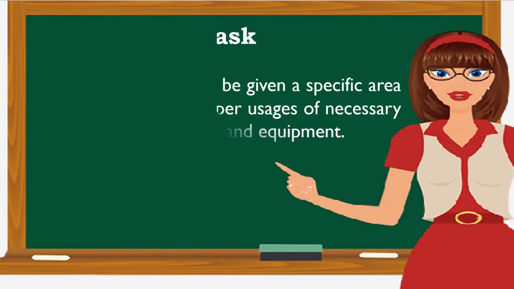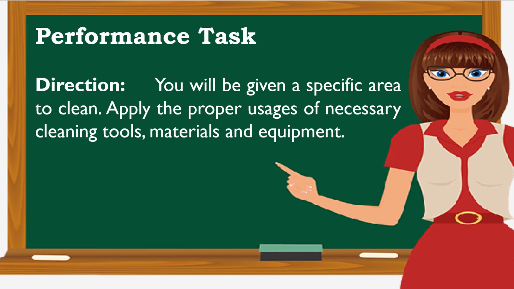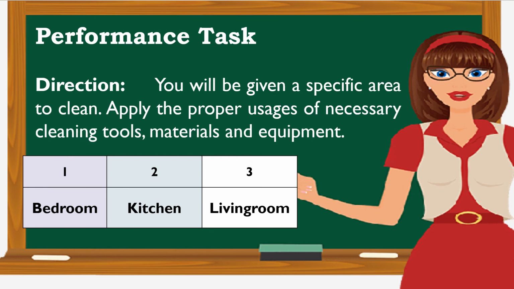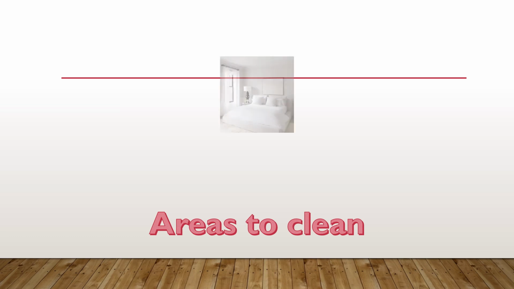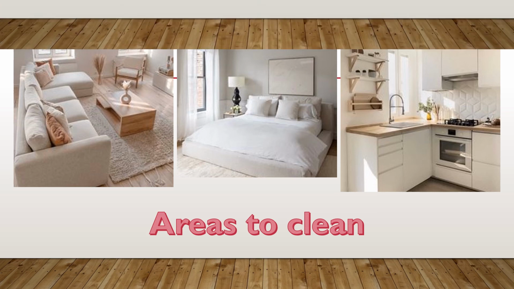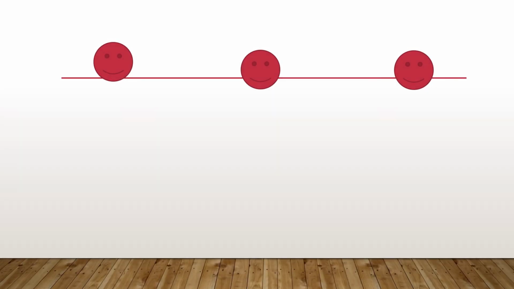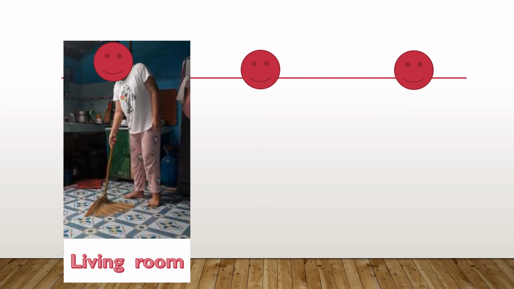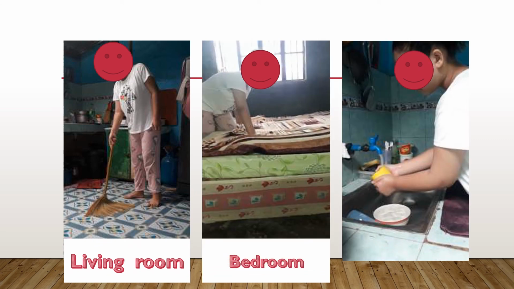For your performance test, you will be given a specific area to clean. Apply the proper usages of necessary cleaning tools, materials, and equipment. Areas to clean are bedroom, kitchen, and living room. Sample features of areas to clean: bedroom, kitchen, and living room. Actual demonstration of performance tasks: living room, bedroom, kitchen.